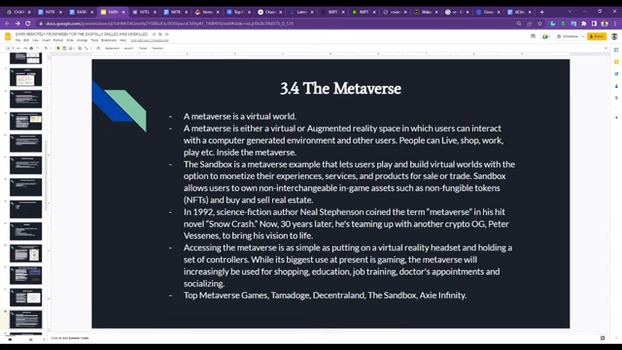So in 1992, a science fiction novel author Neil Stephenson coined the name metaverse. This was where the name came from, in his hit novel called Snow Crash. Now 30 years later, he's teaming up with another crypto OG, Peter Vesenes, to bring the metaverse project he was writing about in his novel to life. Accessing the metaverse is as simple as putting on a virtual reality headset. This is a virtual reality headset.